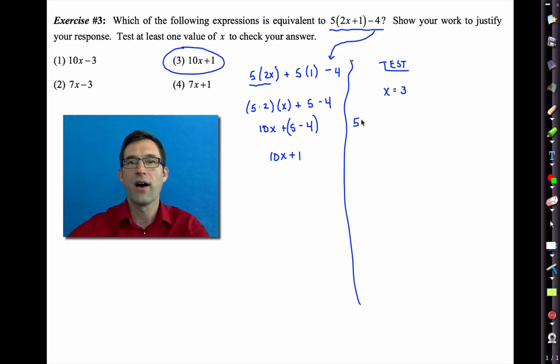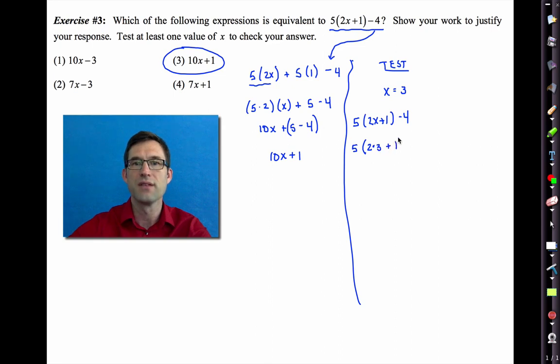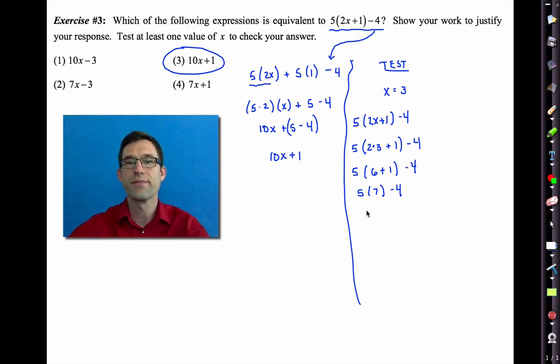Let me test 5 times 2x plus 1 minus 4. Let's see what this expression is equal to. Ooh, this is a doozy, isn't it? Because we have to put 2 times 3. I'm going to use the dot instead of the parentheses, otherwise I'll have a lot of parentheses. So 2 times 3 is 6, plus 1. This is where a calculator actually might be quite helpful. Right? Just order of operations. 35 minus 4 gives me 31.